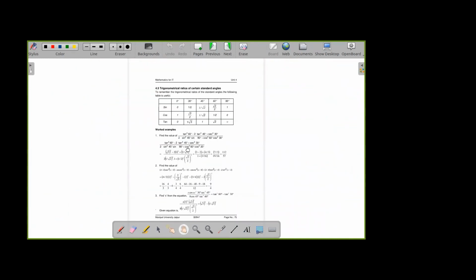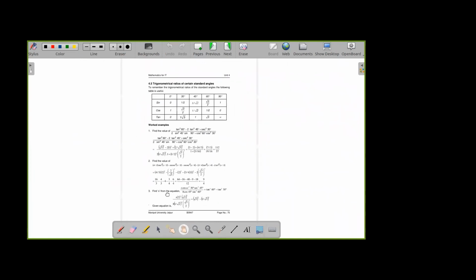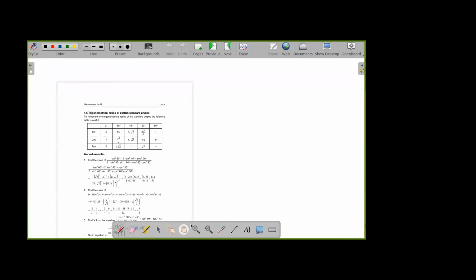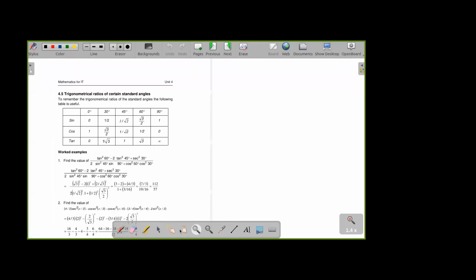So next topic is something different. We have to remember the values of different standard angles. It's easy. This is the chart. You will remember everyone. Like sine 0 degree is 0, sine 30 degree is 1 by 2, sine 45 degree is 1 by root 2, sine 60 degree is root 3 by 2.